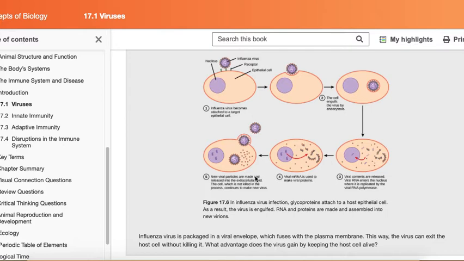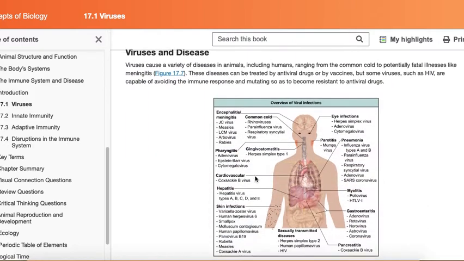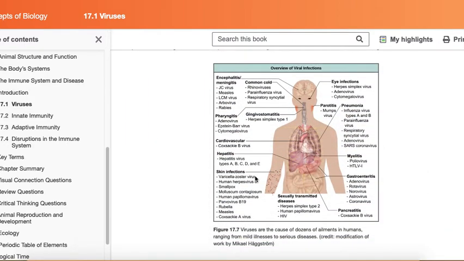Let's move on. How can we treat these guys? So how can we treat viruses? Your own body can sometimes process these and beat them or not. And there's also vaccines and antiviral drugs.